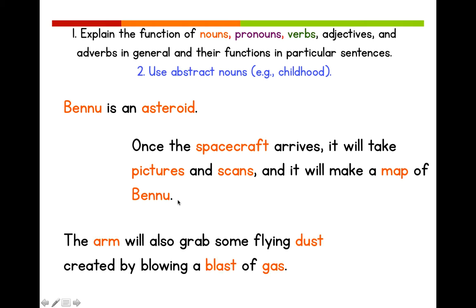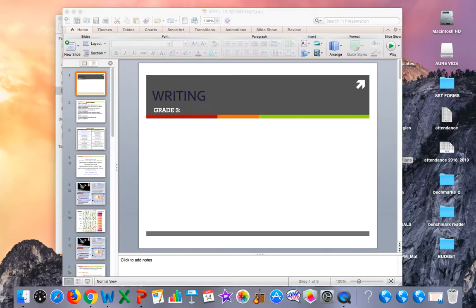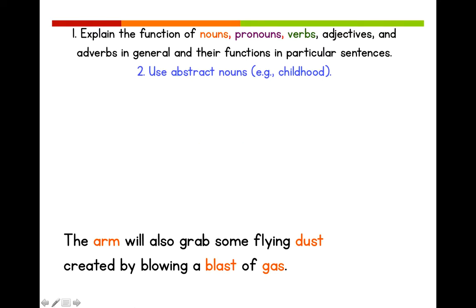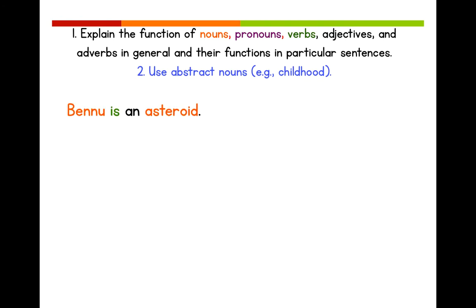The arm will also grab some flying dust, created by blowing a blast of gas. So arm is a thing, dust is a thing. You can get it in your eyes. That's something, gas. Even though you can't see it, you can feel some gas, right? Now the word blast, that's the abstract noun. That's the noun that you can't really see. It's an idea, okay? It's an explosion of gas.